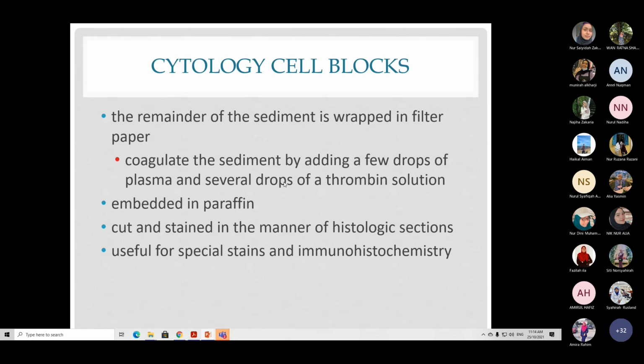Then after just a few minutes, you can put the clot specimen into the filter paper. Then the filter paper you put into tissue blocks and embed in paraffin. After you make the paraffin block, you can directly cut and stain like you do in the normal histology technique. This is useful for special staining and also for immunohistochemistry staining.